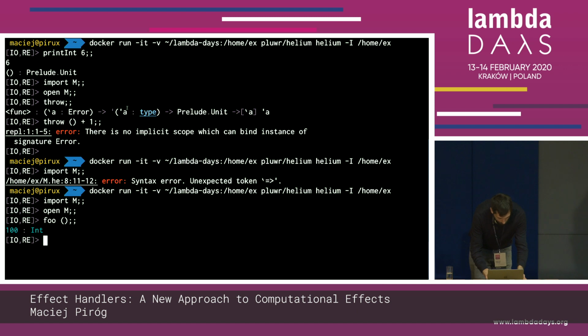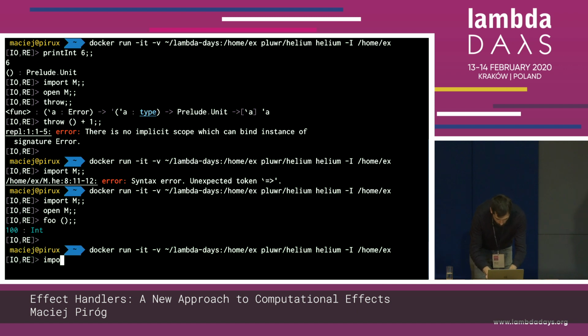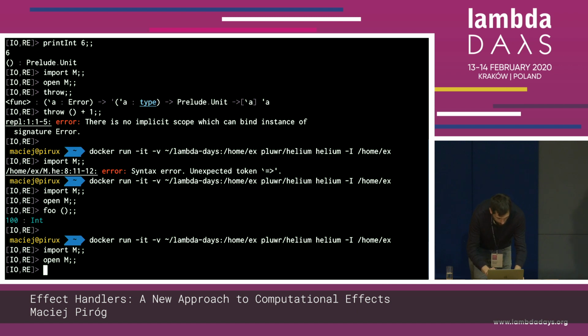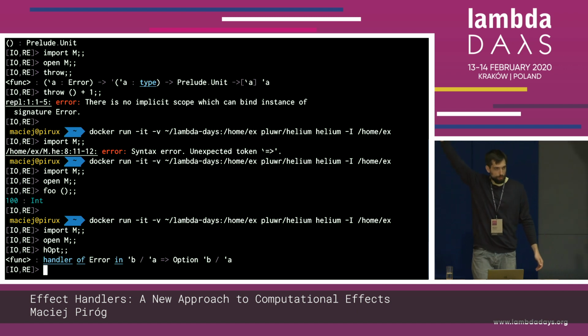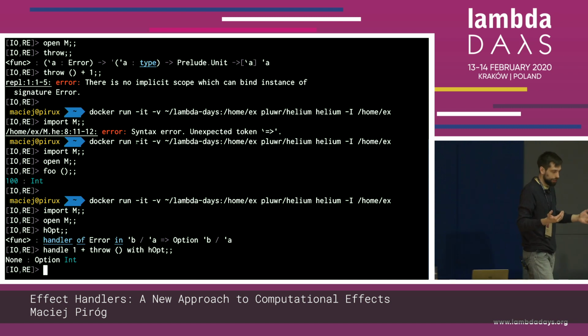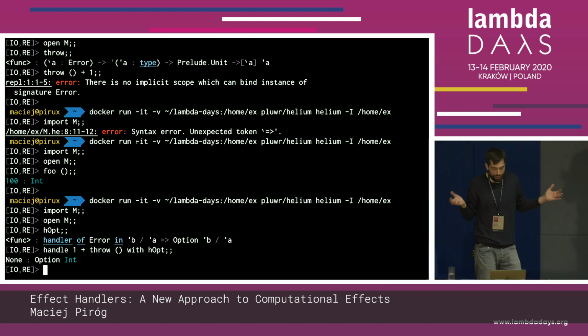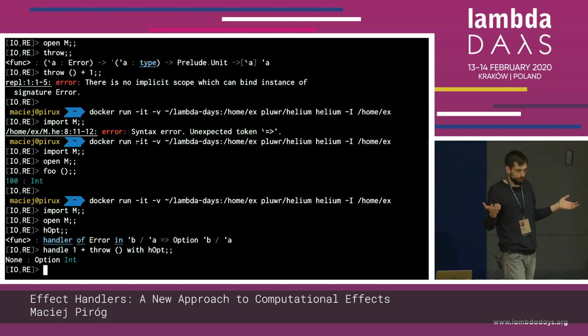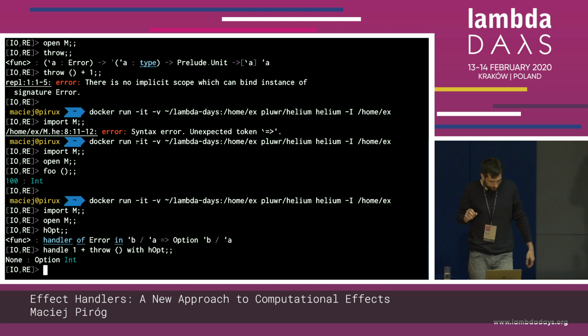Let's save it. And now I think I can reload everything. Don't ask me why I have to do that. Right? And now I have this handler hopt. I can ask for its type, of course, which is saying that it handles error into option. Right? And then I can do handle 1 plus throw with hopt. Right? And it tells me none. Right? So the thing is that inside this computation that I use throw, I don't have to say anything about option. Only the handler knows about option, so the handler knows what to do with my operation throw, and then it can pack the result in the option data type or return nothing. OK, that's just kind of exception handlers.